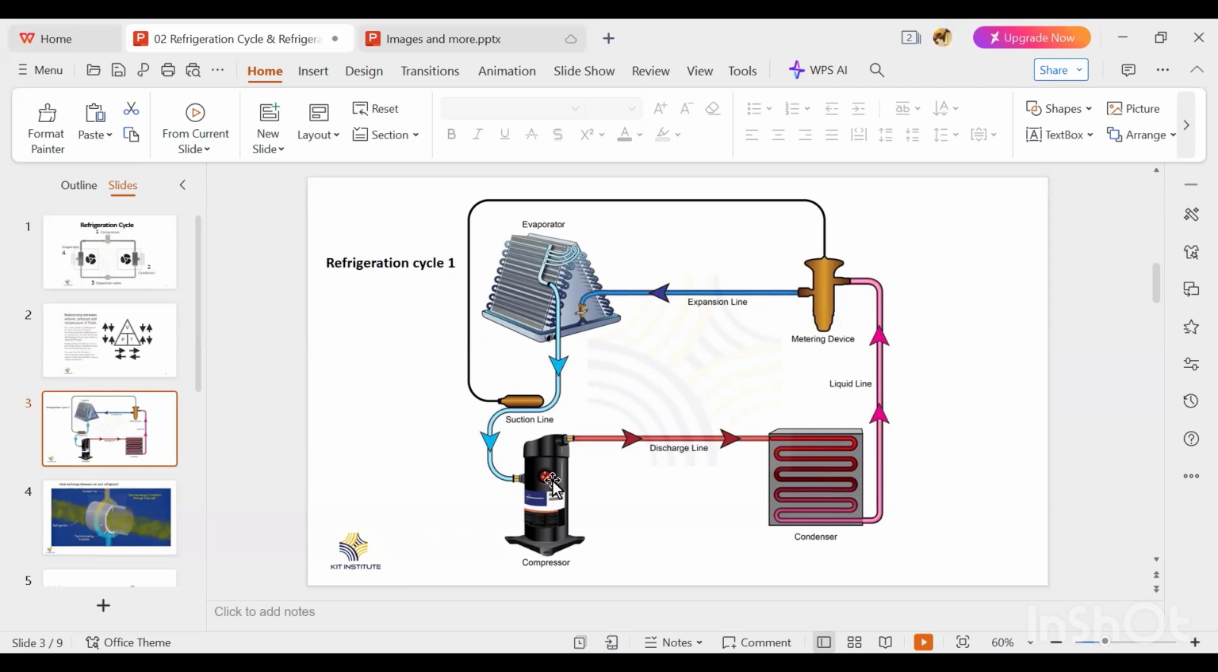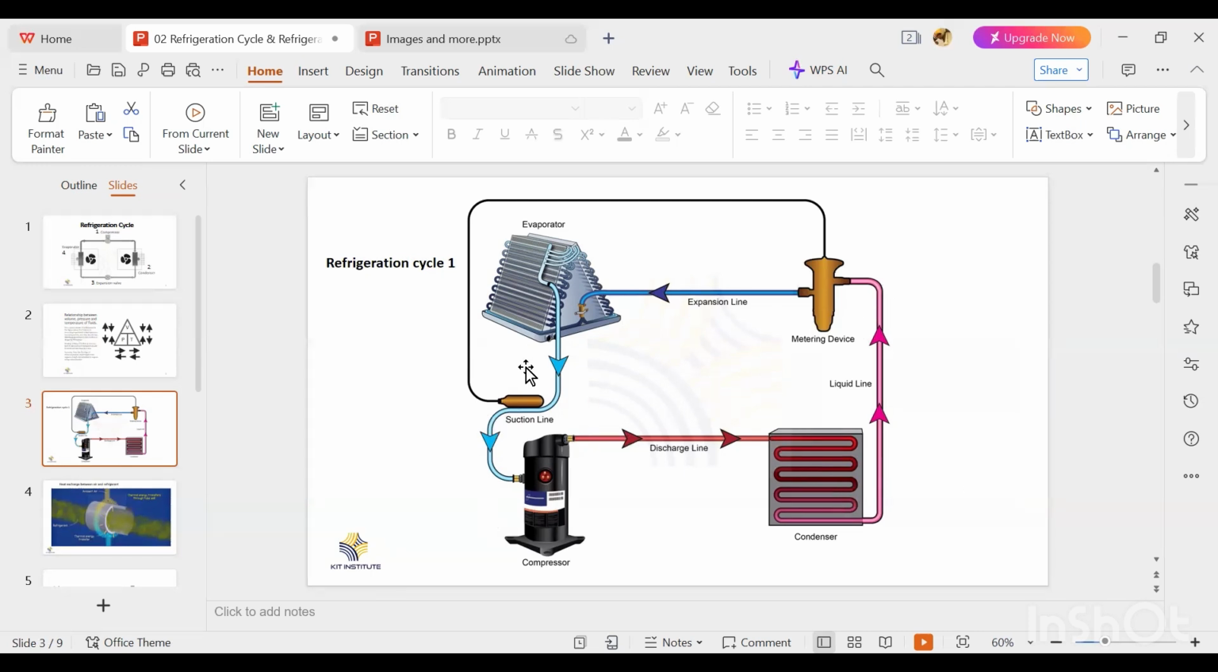Then the compressor here, discharging. I said this is the hot gas line, or otherwise called a discharge line. So it is discharging into the condenser. Now through the condenser, it will give up heat and then proceed.